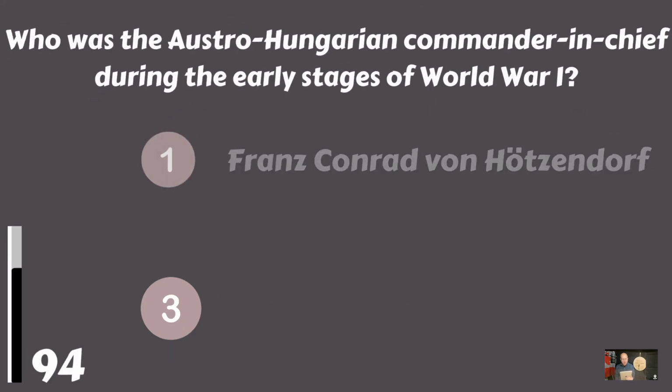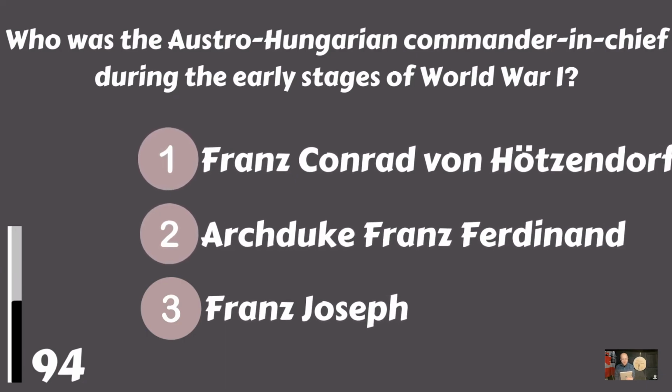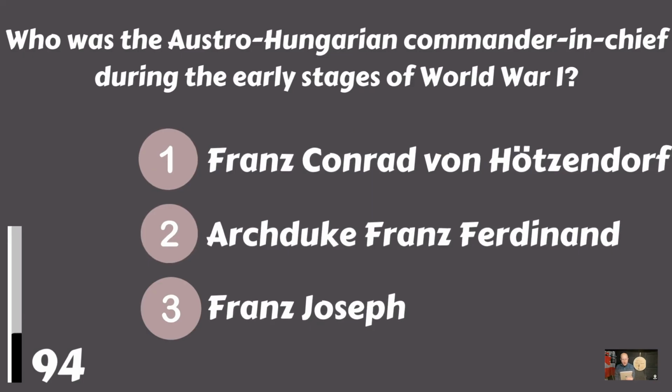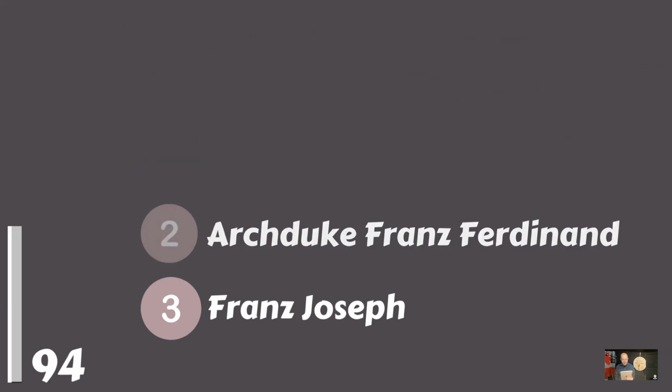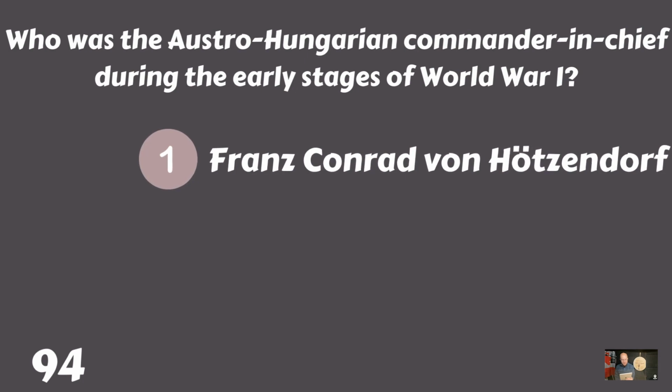Who was the Austro-Hungarian commander-in-chief during the early stages of World War I? Was that Franz Conrad von Hotzendorf, Archduke Franz Ferdinand, or Franz Joseph? And that would be Franz Conrad von Hotzendorf.